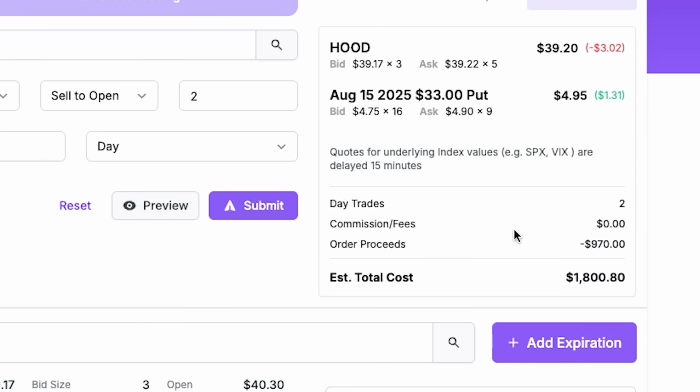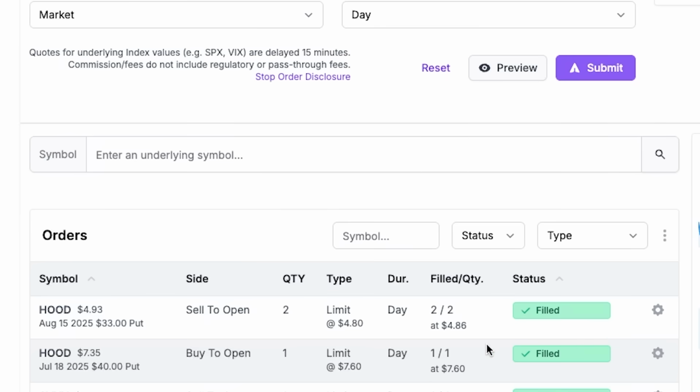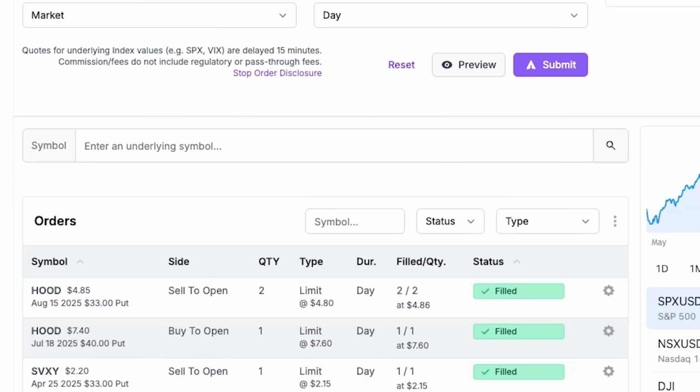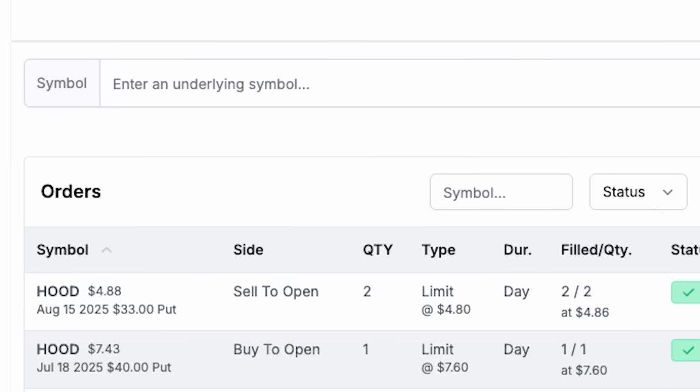When I preview this, it looks like I will be receiving $970 for the trade. I had to modify it just a bit to get a fill, and it was filled at 486. So let's look at the credit after we have executed these three trades. When you break it down, I received $9.72 for the two sold puts, but I did pay $7.60 for the purchased put. So that is a credit of $212. Now let's discuss what happens as this trade moves on.